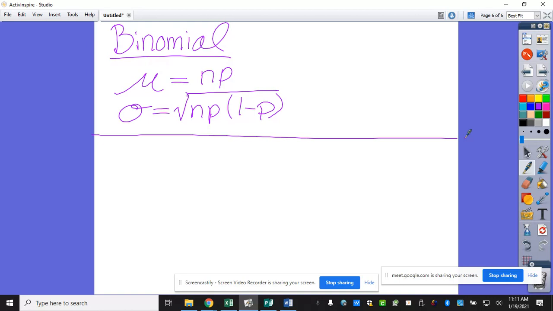With geometric, this one with average is how many I would expect in the long run after that many trials. Now with geometric, what do you think the mean would actually stand for? It makes sense with binomial, but what do you think the mean is for geometric? The average number of trials it would take to get your first success.